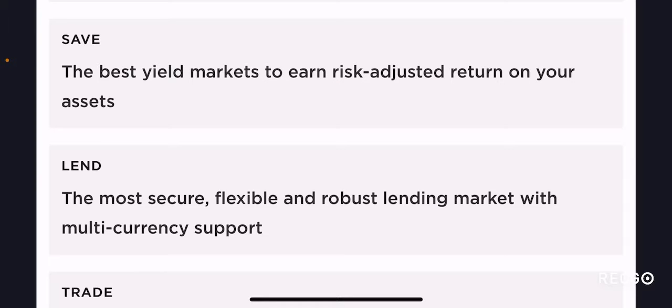Save the best yield markets to earn risk-adjusted return on your assets. So if you have some cryptocurrencies that you want to save and earn passive income on the side, you can deposit on DForce and use their best yield markets in order to earn. Obviously, there's risk involved in any kind of investment. So if you want to take a small risk in order to get a decent return, you can use their save feature in order to do that, right?